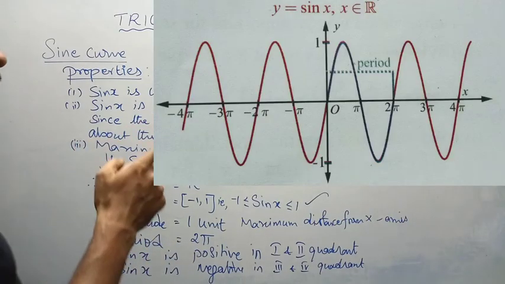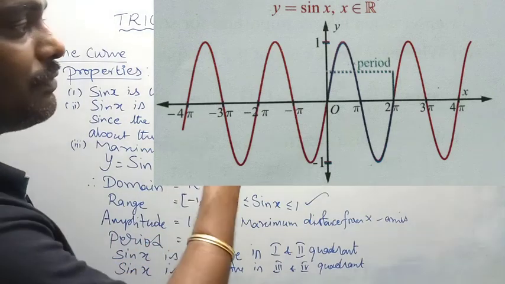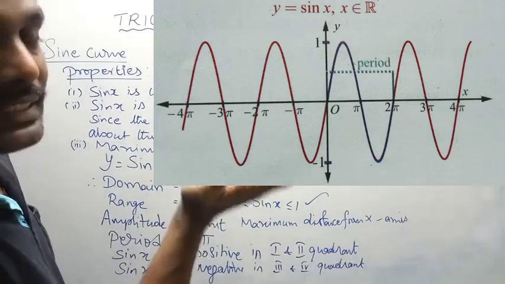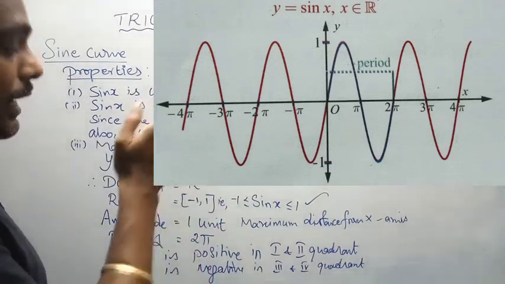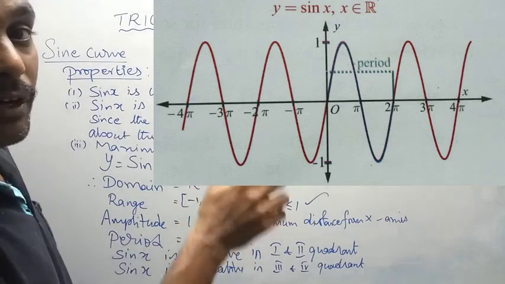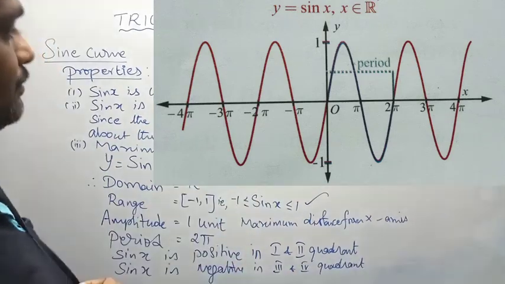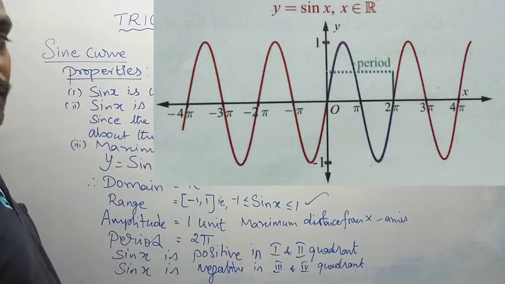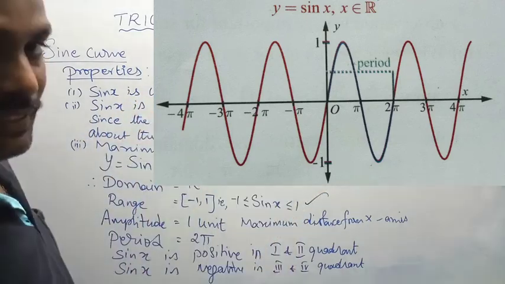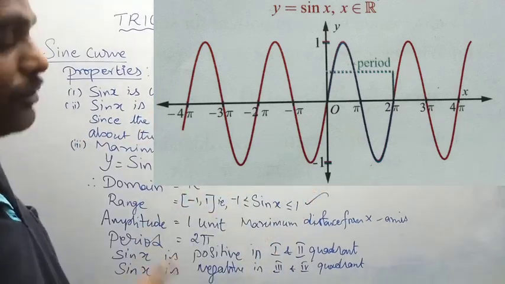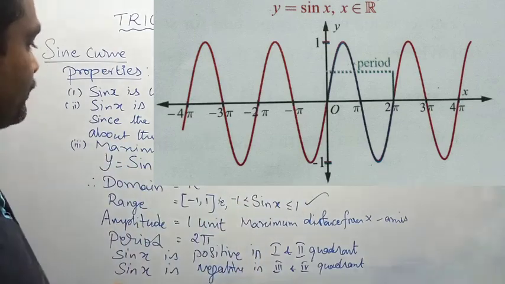From the graph, you can understand sine x is positive in the first quadrant and second quadrant because it lies above the x-axis. And sine x is negative in the third and fourth quadrant because it lies below the x-axis. And sine x is a continuous function. So when you see the graph, there is no break in between. So sine x is a continuous function.